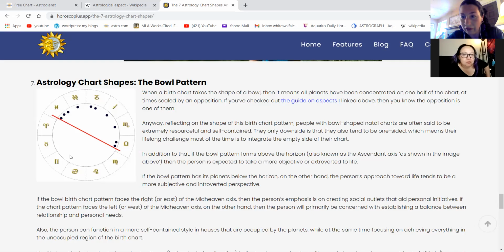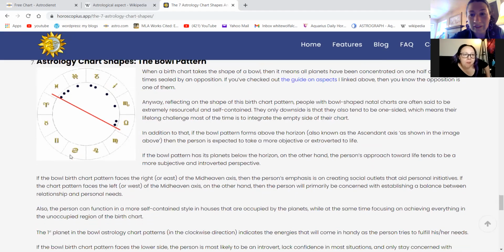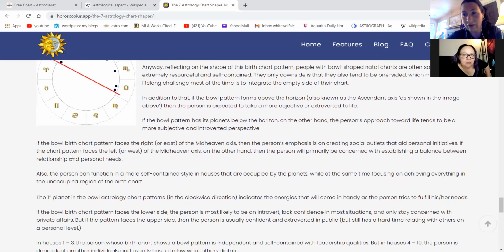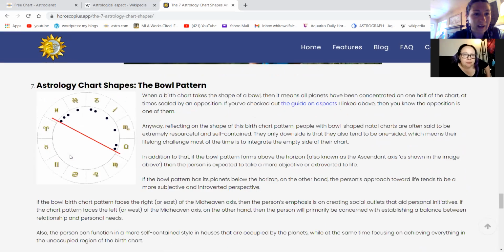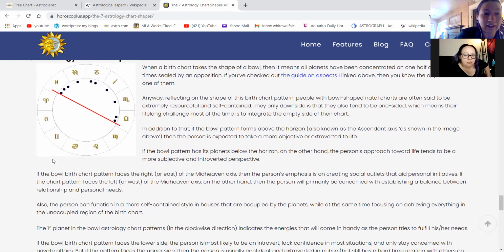People with these bowl-shaped natal charts are often said to be extremely resourceful and self-contained. The only downside is that they also tend to be one-sided, which means their lifelong challenge most of the time is to integrate the empty side of the chart. In addition to that, if the bowl pattern forms above the horizon, also known as the ascendant axis as shown in the image above, then the person is expected to take a more objective or extroverted life. So this person's above the horizon line, so it's a super extroverted person, but if it's the opposite, you have a really introverted person that needs to learn how to be more extroverted and vice versa.